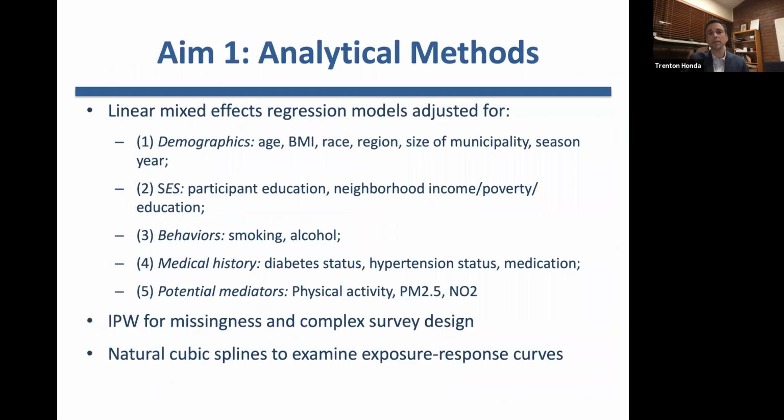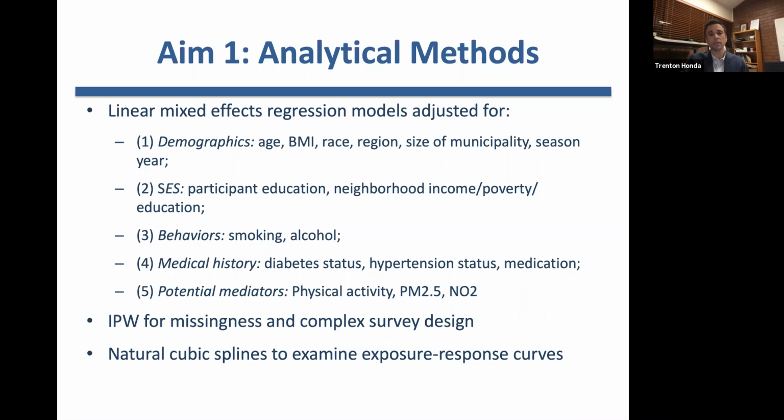So our analytical methods were linear mixed effects regression models, adjusting for a large number of potential confounders, including age, BMI, race, region, the size of the municipality, the season and the year that the blood collection was done, and socioeconomic status, including participant education, as well as a large number of neighborhood income variables, including the zip code percentage of people below the poverty line, the percentage of people who had a bachelor's degree or greater, and the median household income in the census tract.